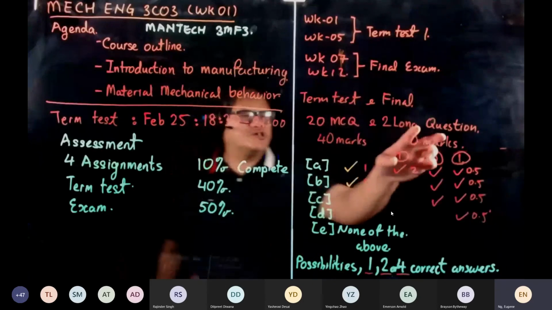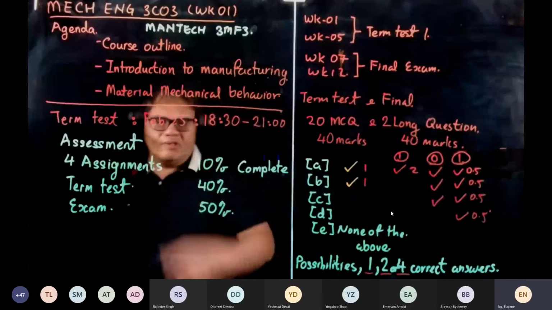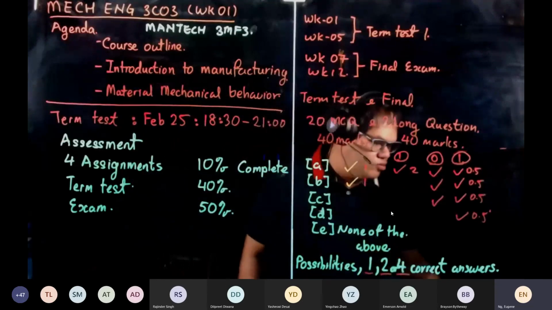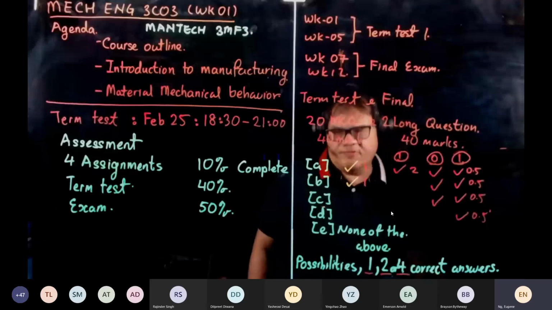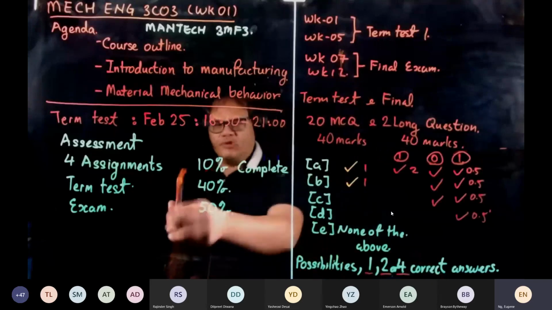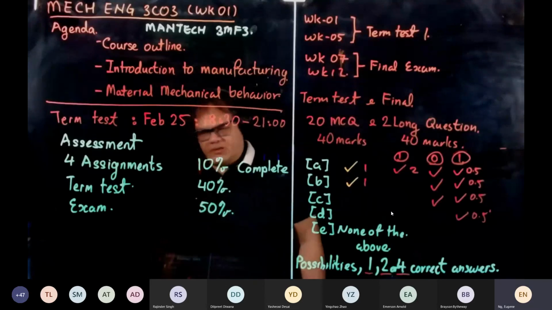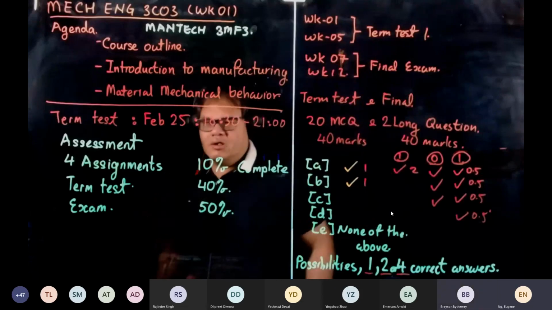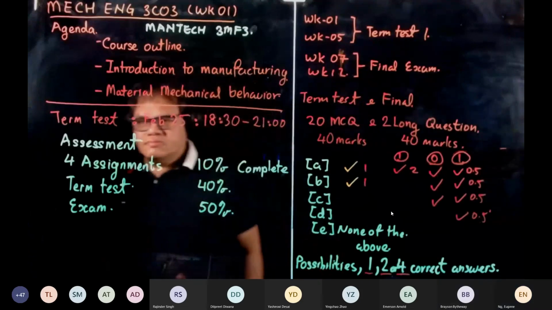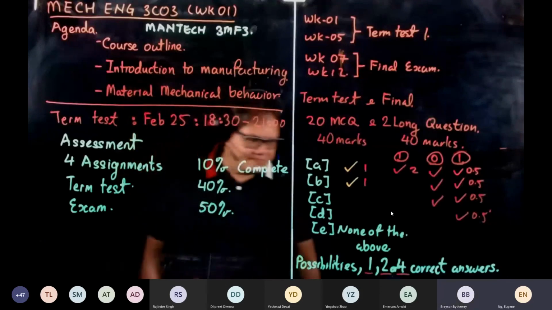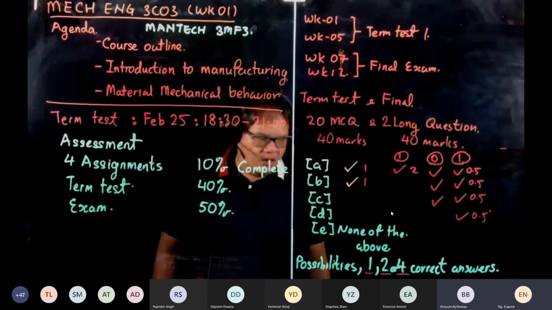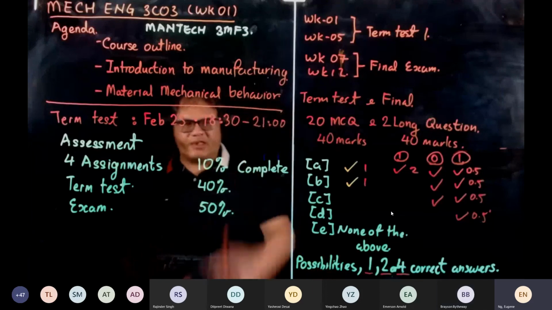Now the long questions will be from your assignments, with a little bit of twist. So if you can do your assignments, you should be fine. Now coming back to here, now you know how this is going to be tested. What do you think about your assessment weightage? Anyone? You want to give us more on the assignments? No, assignments, unfortunately, is fixed at 10%.